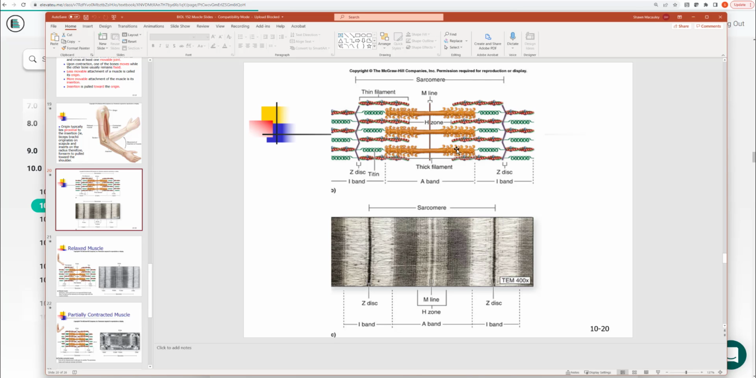These regions of the sarcomere have a couple of names. This is pretty easy. You see here, wherever the myosin is, that is called the A band. I remember that A is a thick letter. It's kind of a wide letter. So the thick filament is the A band. Wherever myosin is, that's the A band.